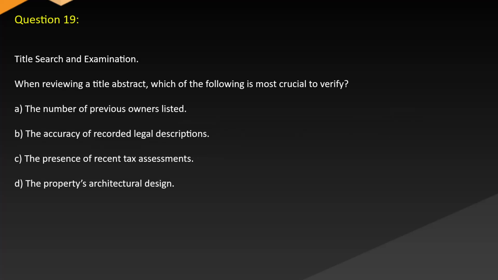Question 19. Title search and examination. When reviewing a title abstract, which of the following is most crucial to verify? A. The number of previous owners listed. B. The accuracy of recorded legal descriptions. C. The presence of recent tax assessments. D. The property's architectural design.